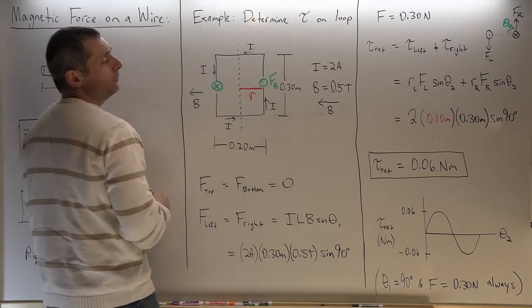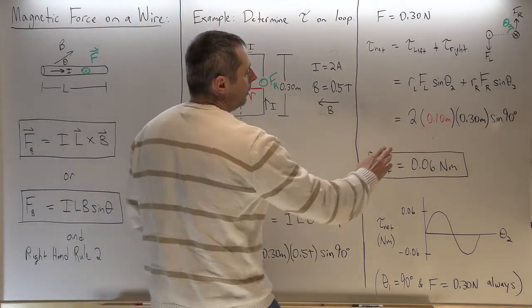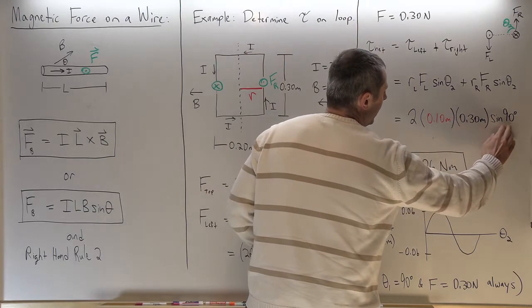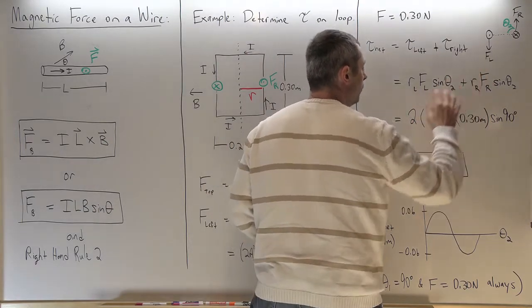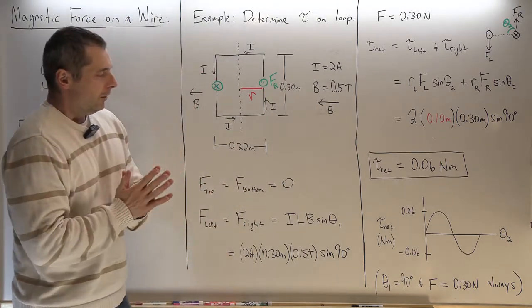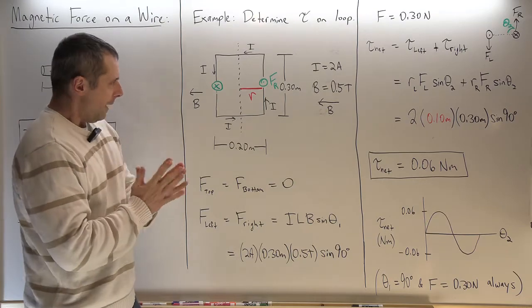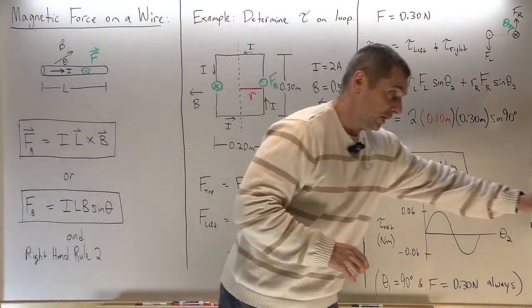And it's the same for both sides. It's 0.1 meters because this is 0.2 meters. So RF sine theta 2, and there's 2 torques, gives me 0.06 meters, okay? Now, a thing I want to point out is that this torque is a maximum in this particular situation.